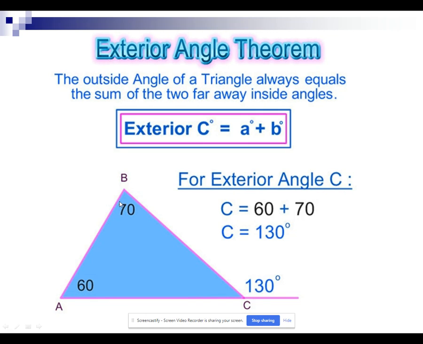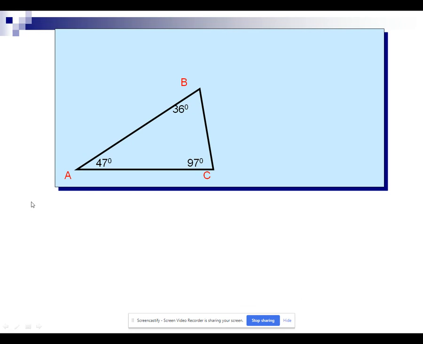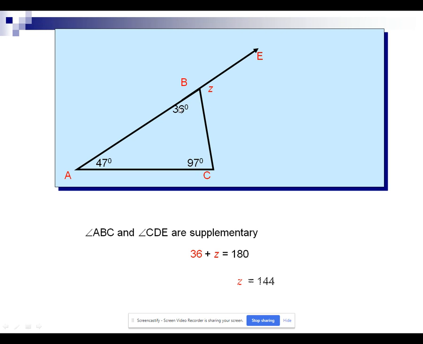But all you need to remember is the two angles farther away, if you add those together, it equals the outside angle. So if we take a look right here, if I wanted to know what angle Z was, since I have this number, I could do 180 minus 36 to figure out that that's 144, or you could look and say, okay, 47 plus 97 is 144.